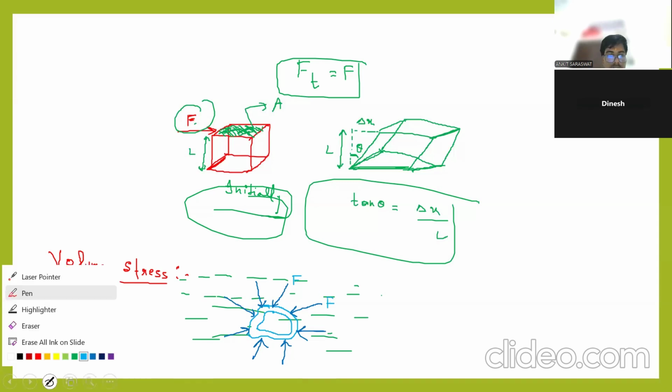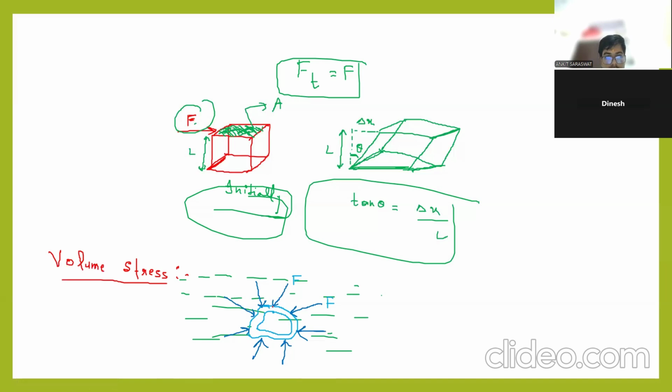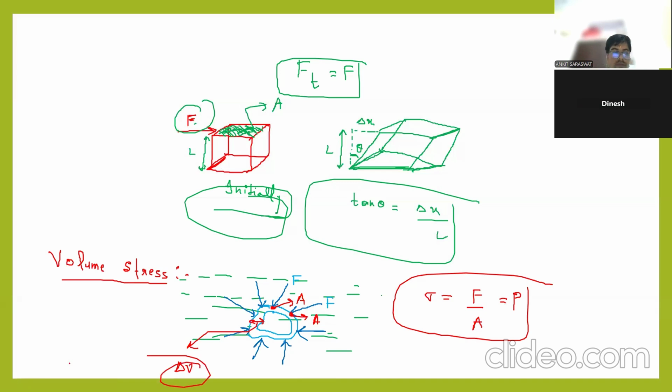If I take this entire surface, this is the area A. Then here, volumetric stress is force by area, that is pressure. So in the water, it is happening like pressure. Actually, force by area is pressure. You will see the body shrink, a certain change in volume, delta V. Clear?